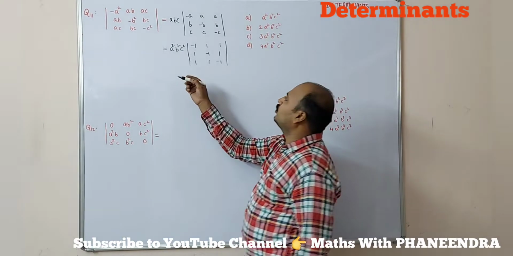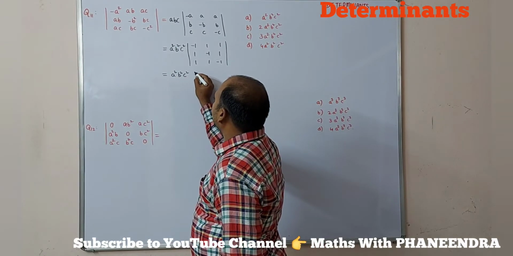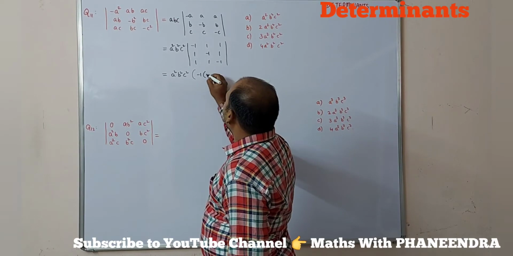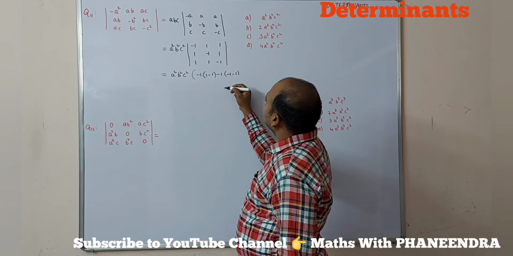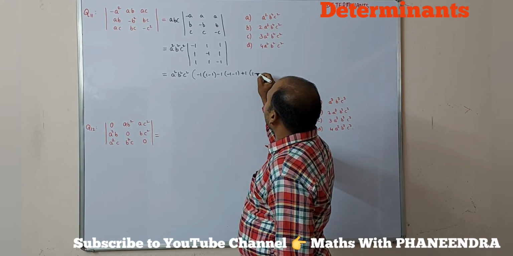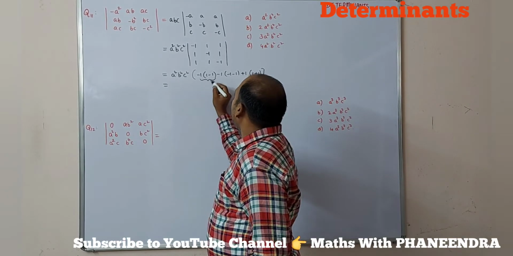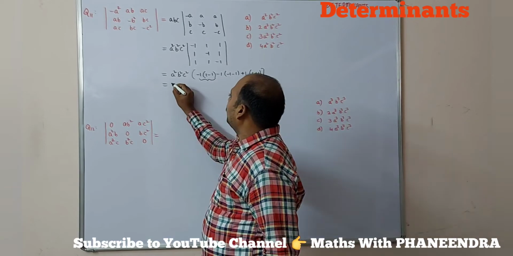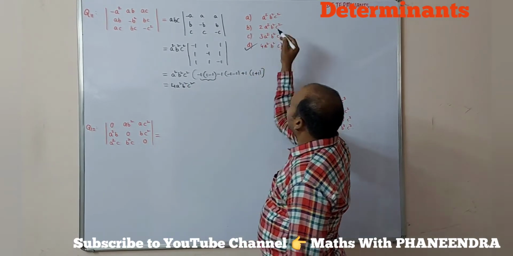So, normally if you expand, a square, b square, c square, here normal expansion I am doing. Minus 1 into 1 minus 1, that will become 0. Minus 1 into minus 1 minus 1, so minus 2 into minus, plus 2. Plus 1 into 1 minus of minus 1, so 2. 2 plus 2, 4. So 4 a square, b square, c square, which is there in the fourth option.